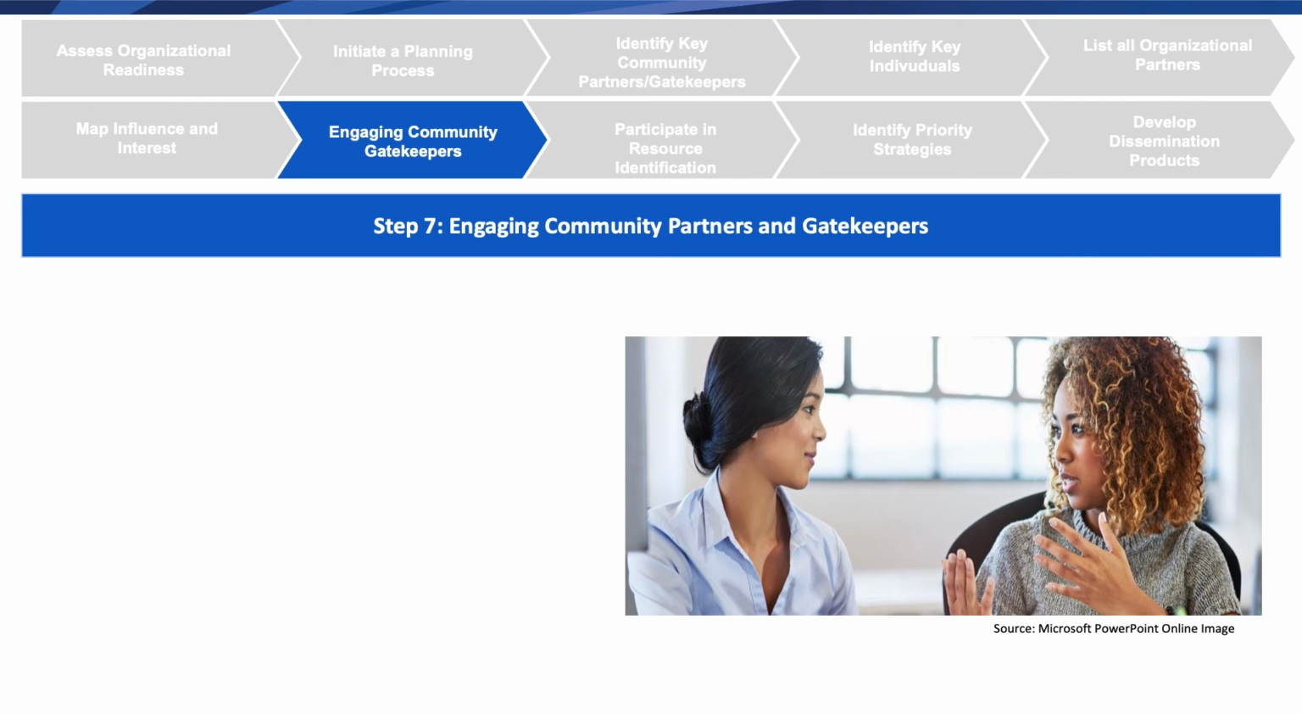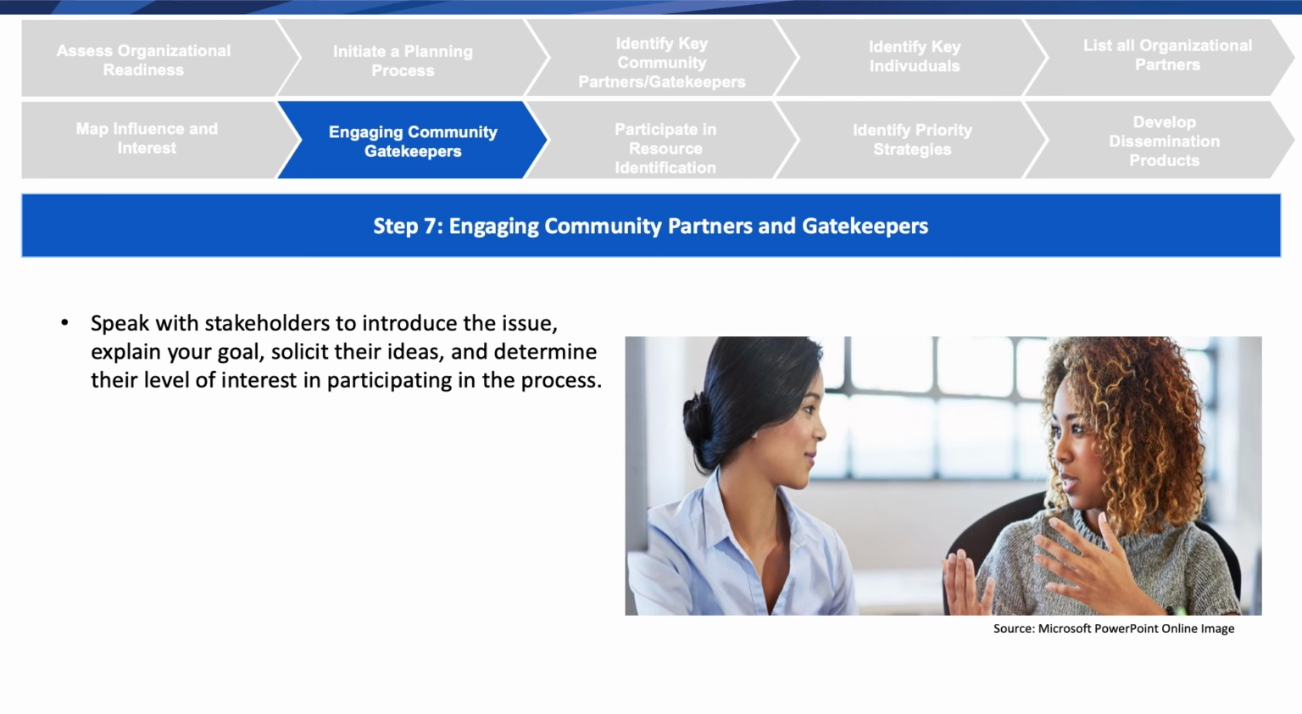The seventh step is engaging community partners and gatekeepers. The first thing to do is set up appointments to speak with stakeholders to introduce the issue. During these meetings, introduce the issue, explain your goal, solicit their ideas, and determine their level of interest in participating in the process. So an initial interview is probably going to take about an hour.